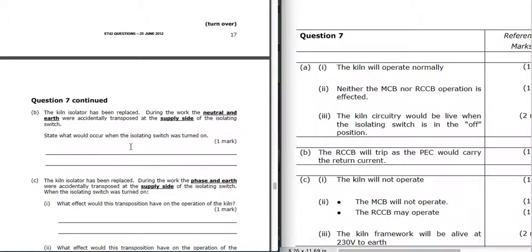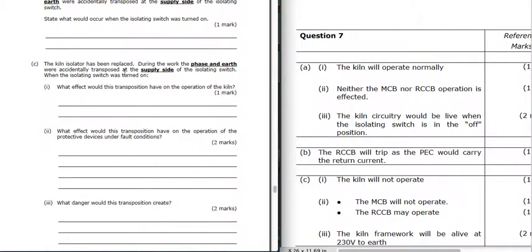We've replaced it again, and we've made another mistake. The neutral and earth were accidentally transposed. So state what would happen if this happened and we turn the isolating switch on. Now the RCCB will trip because it will detect that there is current in that earth, because the neutral current will now be flowing in the earth, and so there will be an imbalance, and so the RCCB will trip.